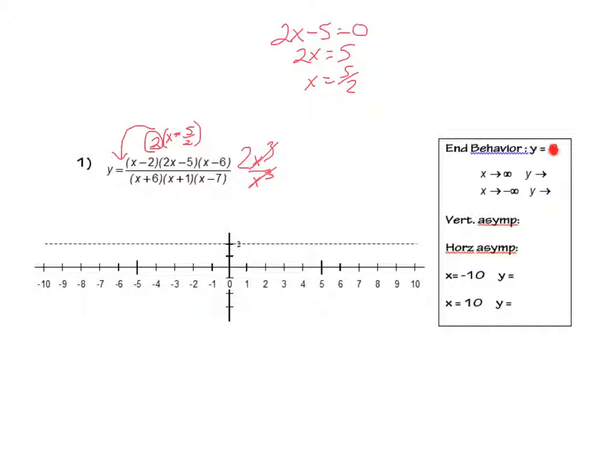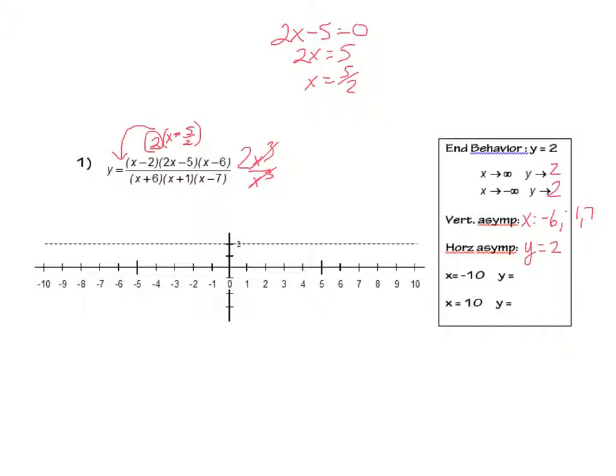And so my end behavior is going to be a horizontal asymptote, so that means as x approaches infinity, y will approach 2. Same thing on the left side. All right, vertical asymptotes happen at x equals. Vertical asymptotes come from the denominator, so I'm going to have it at -6, -1, and 7. Horizontal asymptote is going to be at y equals 2.